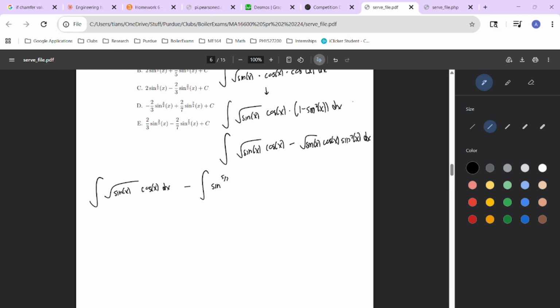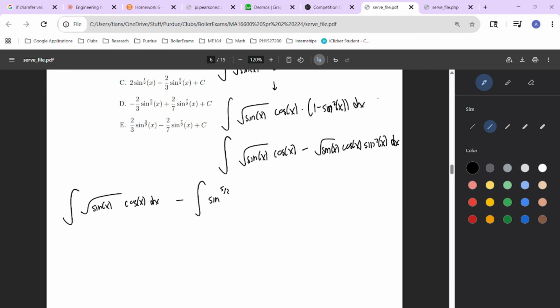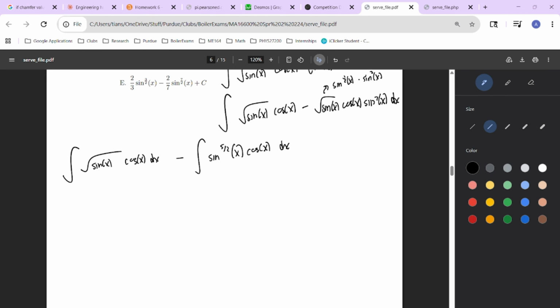is 5/2. The way that I did that is with this, you can consider this to just be sine of 1/2 of x still. And when you multiply exponents together, you just pretty much add the exponents. So in this case, 2 becomes 4/2, and then 1/2 added to that, that's 5/2. So it's sine of 5/2 x times cosine of x dx. And then our integral emerges.